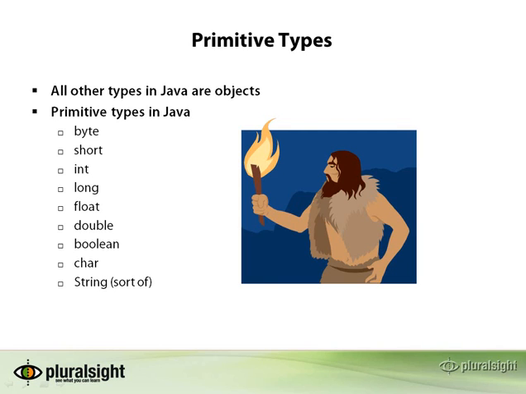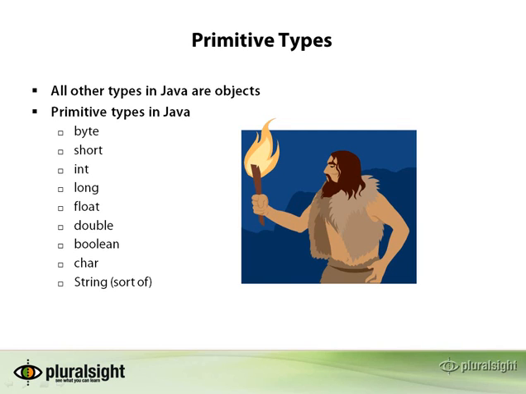A boolean is true or false. It's a 1-bit value. And a character is a 16-bit character, a character that you would find on the keyboard. It's basically a letter or number. And then finally, the last type, which is not really a primitive type but is treated like a primitive type in Java, is a string.